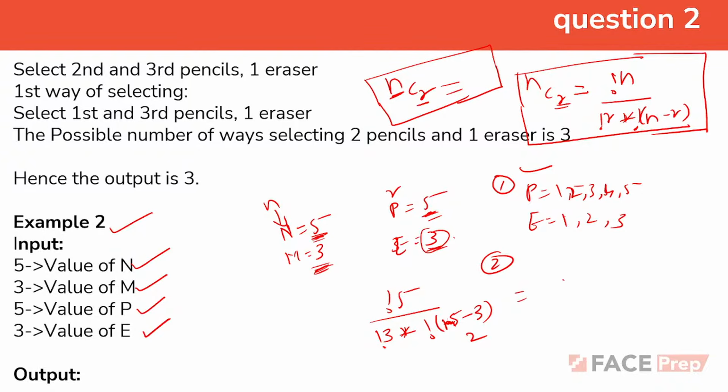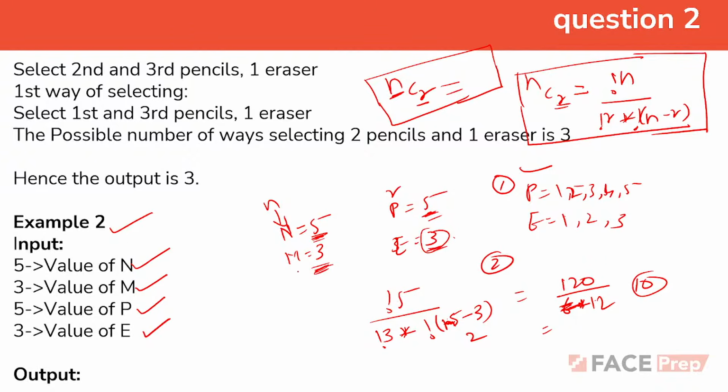Okay, what is 5 factorial? It is 120, right? Divided by what is 3 factorial? It's going to be 6, multiplied by what we have next, 2 factorial, which is going to be 2 only. 6 into 2 is 12, right? So it's going to be 120 divided by 12. It's going to be 10, right?